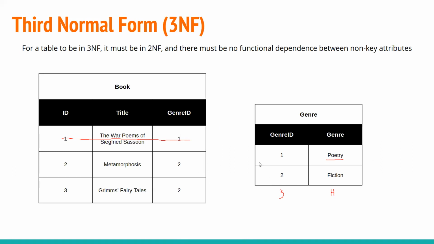Our update anomaly: if we want to update fiction to literary fiction, we just have to update this one cell over here. We just have to change this to literary fiction. And then all of our books with genre ID 2 will automatically know that the new genre is literary fiction. It's no longer fiction. But we only have to update one cell. So that fixes our update anomaly as well. So all of our anomalies are fixed and our database is in 3NF. So we've now ensured our data integrity and ease of maintenance. Okay.